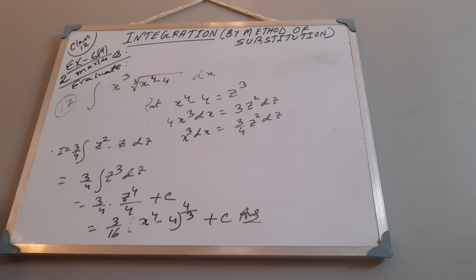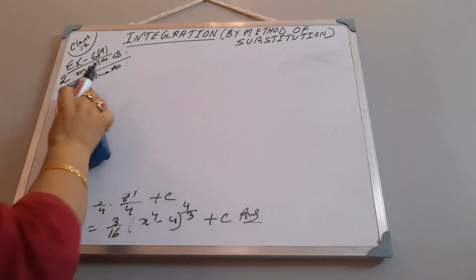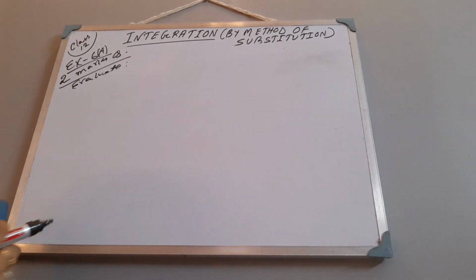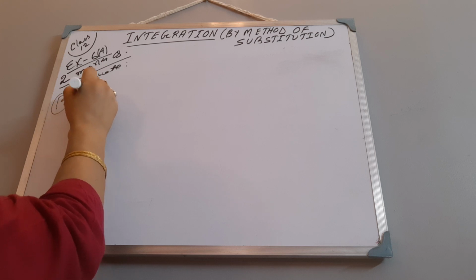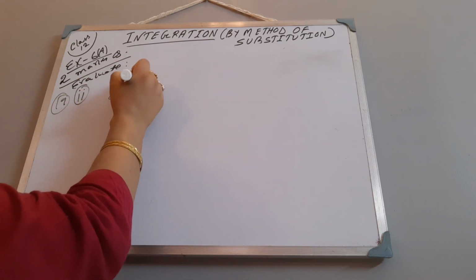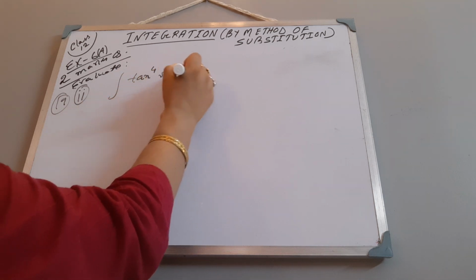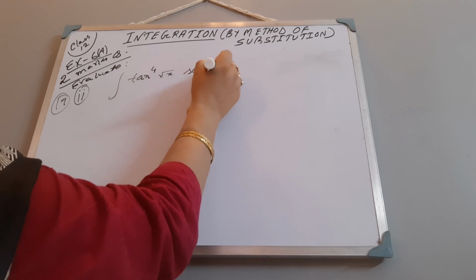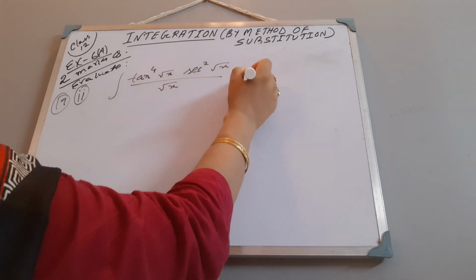Next, sum number 17 is done. Next, we will do sum number 19 part 2. Many sums are there, so practice properly. 19 part 2: integral of tan to the power 4 root x sec square root x, whole divided by root x dx.